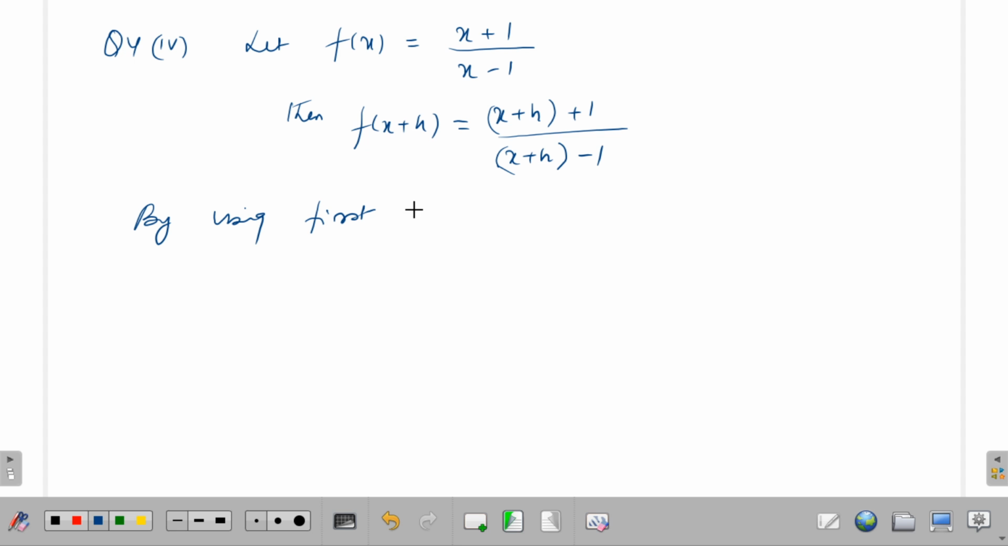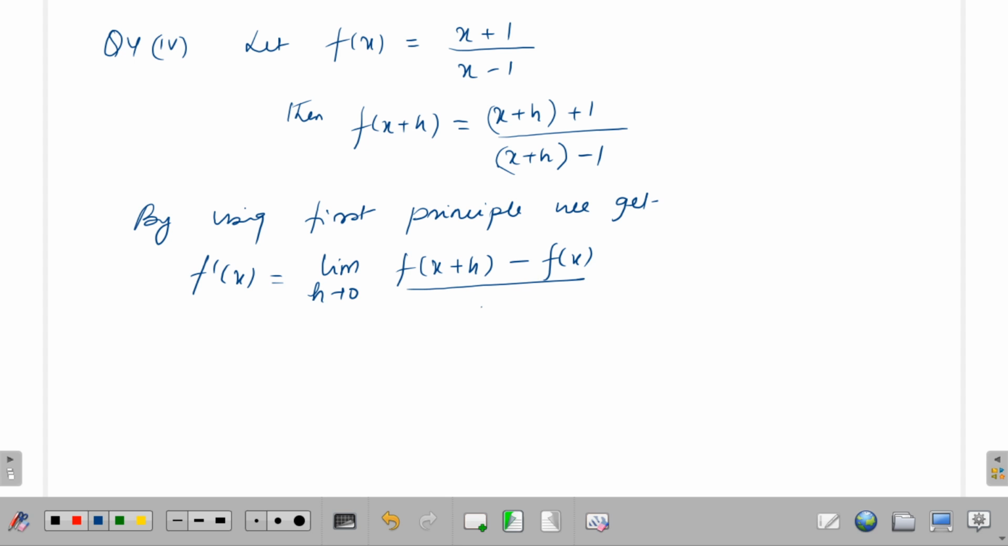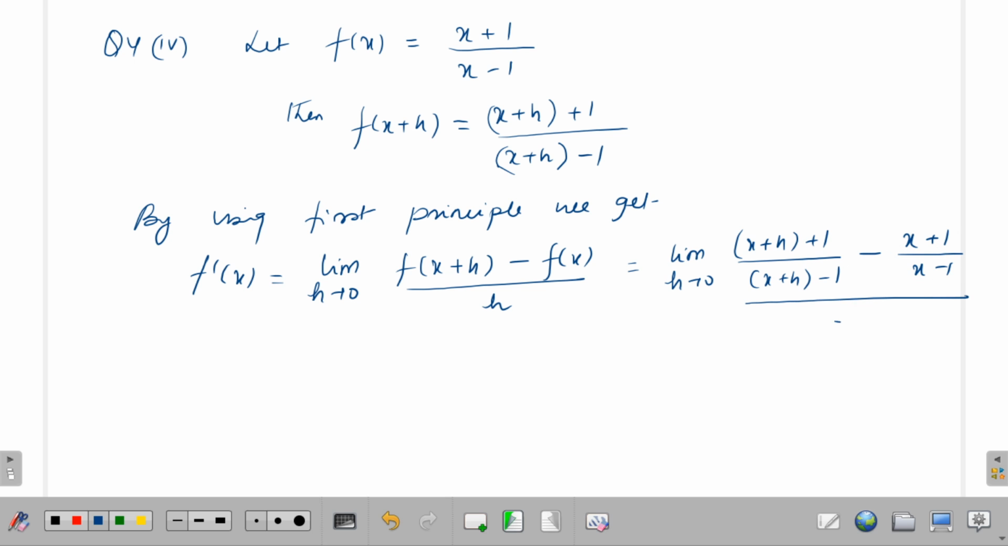So again by using first principle, if I use the first principle, I'll be getting the answer f dash x is equal to limit of h tends to 0 f of x plus h minus f of x divided by h. Again the same thing, our main objective is to remove this h. Let me just do it over here. So I'll get limit of h tends to 0 x plus h plus 1 divided by x plus h minus 1 minus x plus 1 divided by x minus 1, and I got here h.